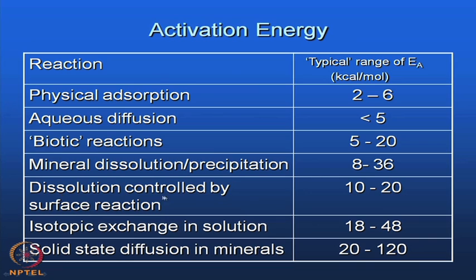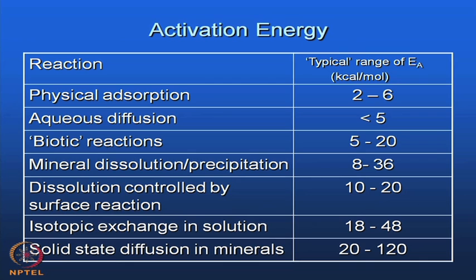So, dissolution controlled by surface reaction means, suppose you have got a lump of some substance. In order to get it dissolved, the solvent molecules should attack from the surface. That is why it is a surface reaction; basically it happens from the surface of the lump. If a surface reaction happens and as a result dissolution occurs, it is called dissolution controlled by surface reaction. It is about 10 to 20.